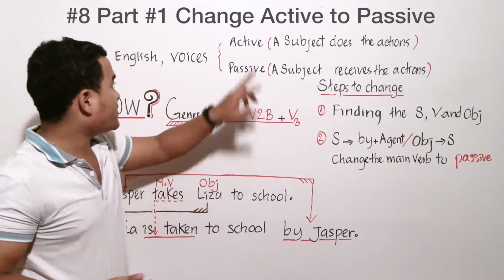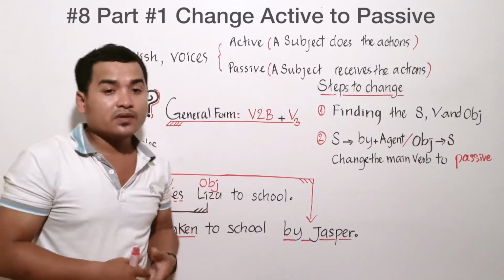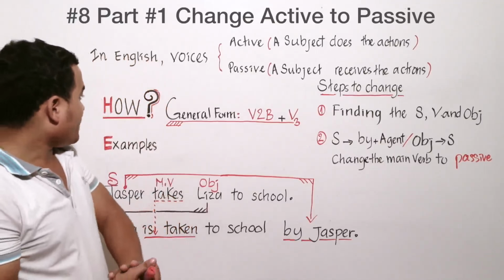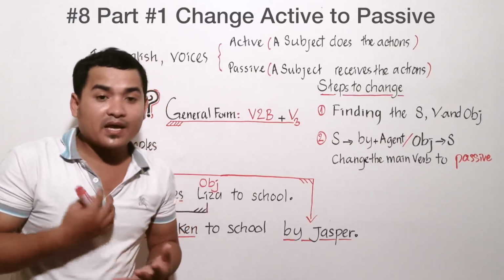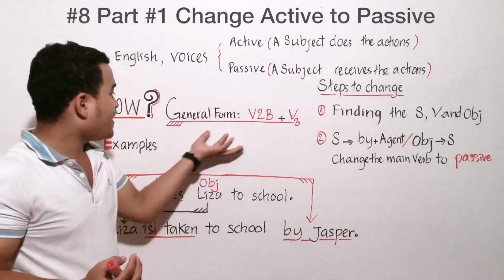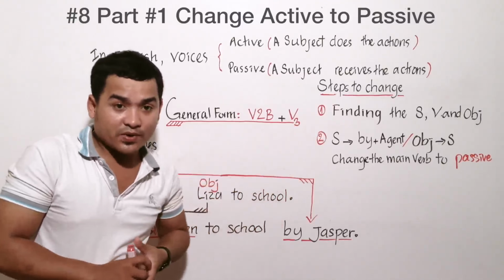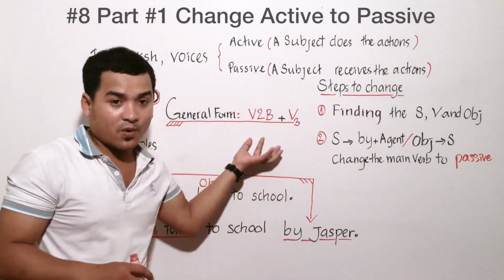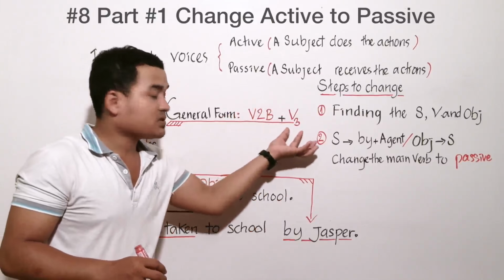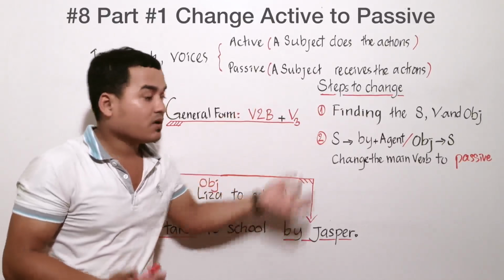Okay, so again, please remember, in the active, the subject is the doer, but in the passive, the subject is a receiver. Okay, so how to form the passive sentences? In order to change the active voice into passive voice, you have to remember the basic form of the passive voice is verb to be plus past participle, or we call this verb 3 in short.